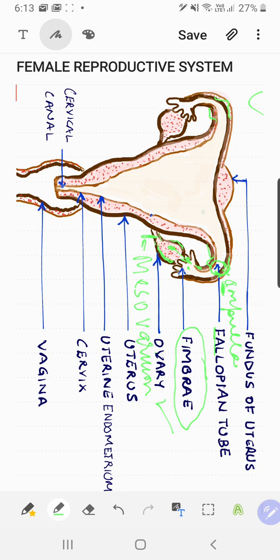Then you have a wider cavity. This is the uterine cavity. You have the muscular wall at this side. Always remember, I have written here uterus and uterine endometrium, two different things. The outer lining is always muscular, so we call it the uterus body or muscular lining. The muscular lining is called myometrium, right? And the inner lining of this uterus body is endometrium.